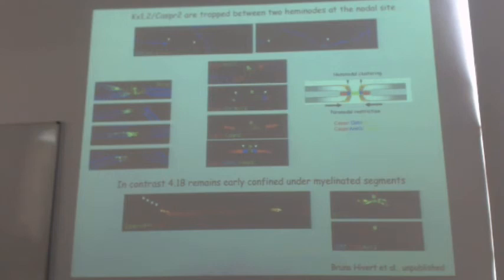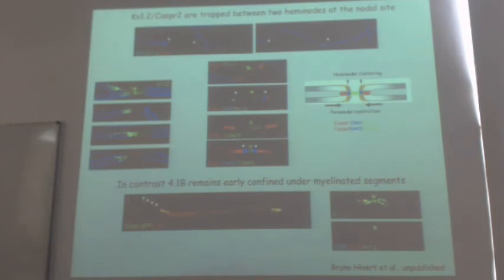Here is the double staining for KV1 and 4.1b. And as you can see, the scaffolding molecule 4.1b is not located at the nodal region. It is quite clear from the unmyelinated segments and only concentrated in the myelinated segments, maybe interacting with nectin-like proteins, which are implicated in interaction between the myelin and the axons. So it seems that it is not a preformed complex that is addressed to the cell surface, but progressively Caspr2 and KV1 and TAG1 may interact with the scaffolding molecule 4.1b.